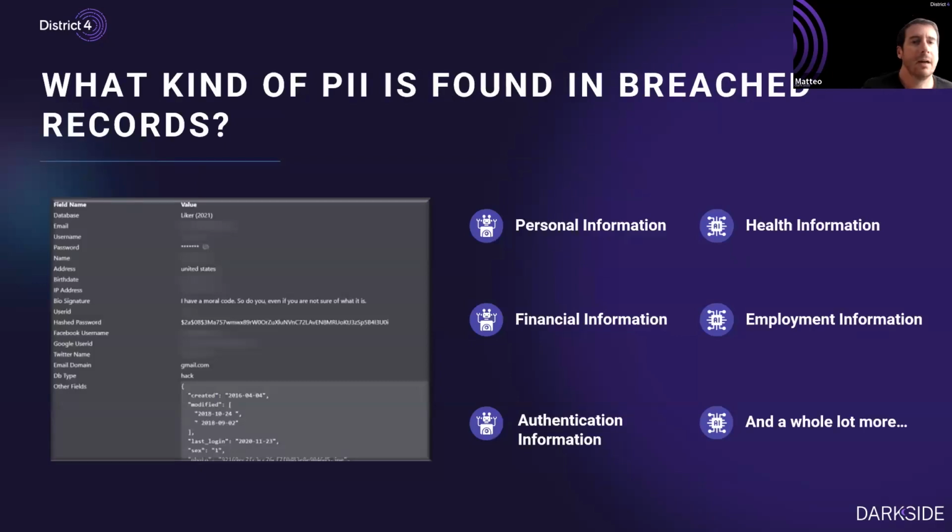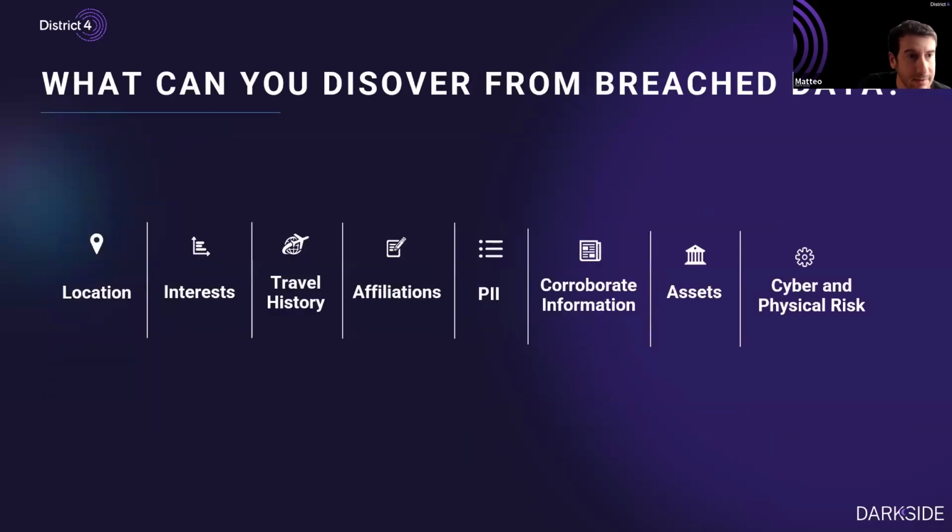So, what kind of data is found in breached records? It's really anything you can think of. You'll have personal identifiers like birth dates, social security numbers, home addresses, phone numbers, emails, family information. You might find financial information like credit card numbers, bank account numbers, transaction histories, because we have a lot of credit card transaction information as well. Authentication information, of course, so username and password or email and password that someone used to log into a website. Health information, so insurance details, other medical information, employment information, really anything you can think about a person.